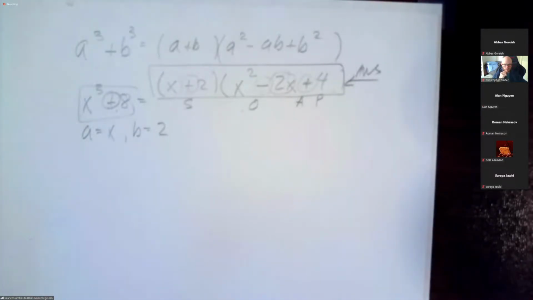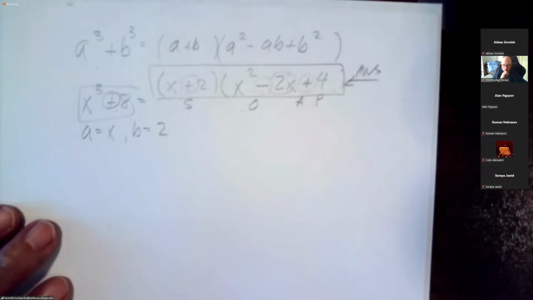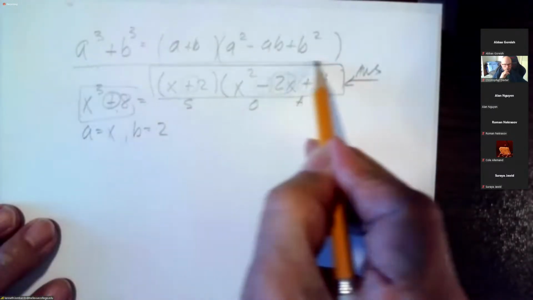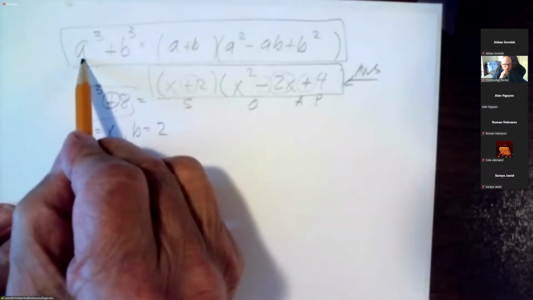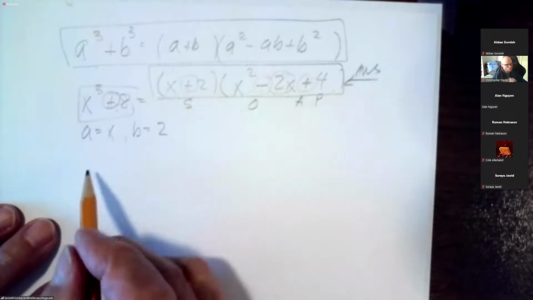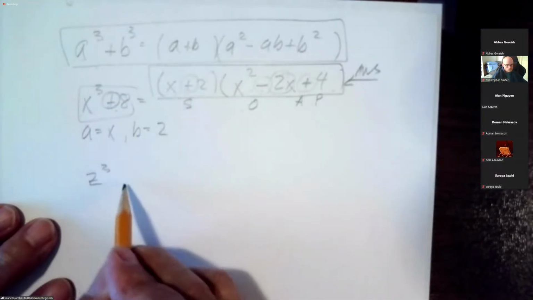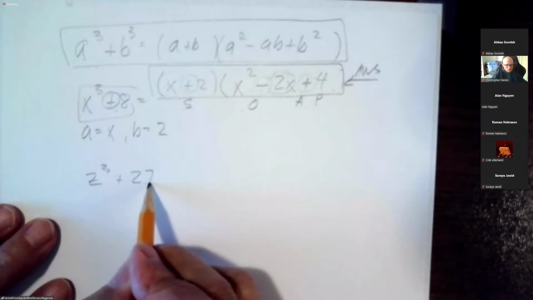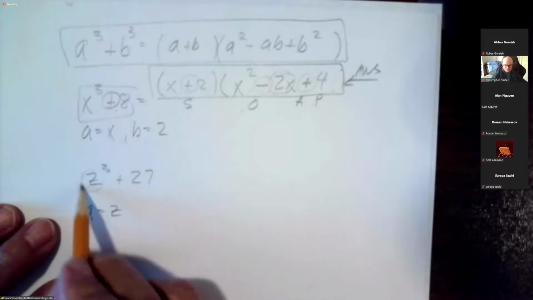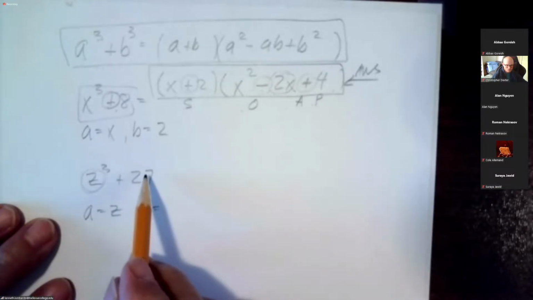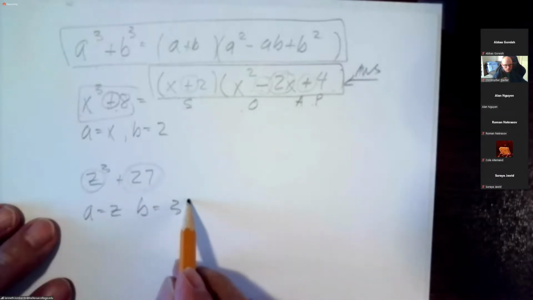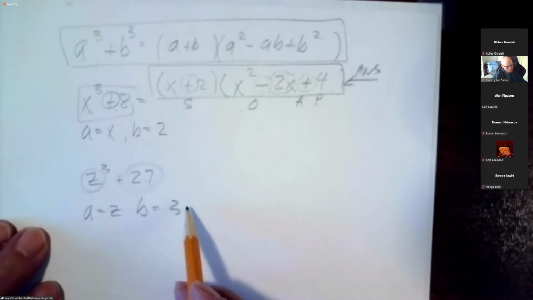Wait, so during these problems, is a always x and b always 2? Or am I missing something on this? No, I just substituted because I used a cubed plus b cubed here. Now down here I had x cubed plus 8. I could have said z cubed plus 27. So in this case, a would equal this z value, and b would equal what? 3. 3 times 3 is 9, times 3 is 27. Got it. Thank you.